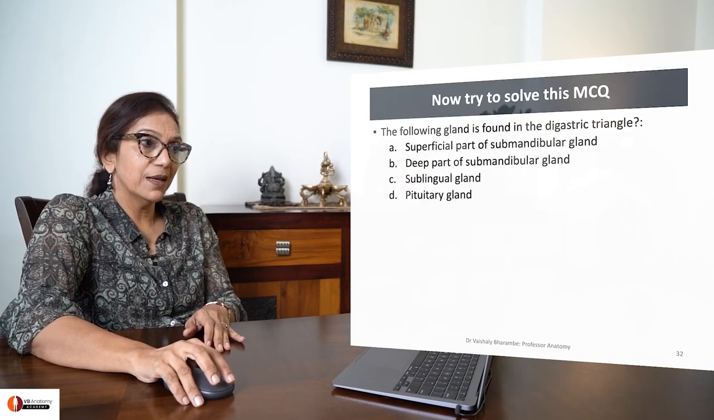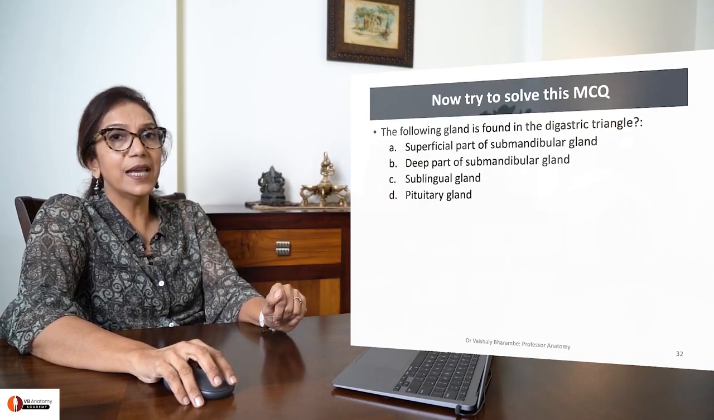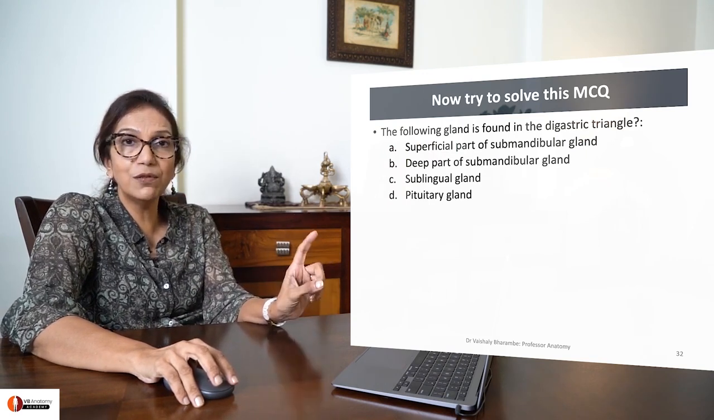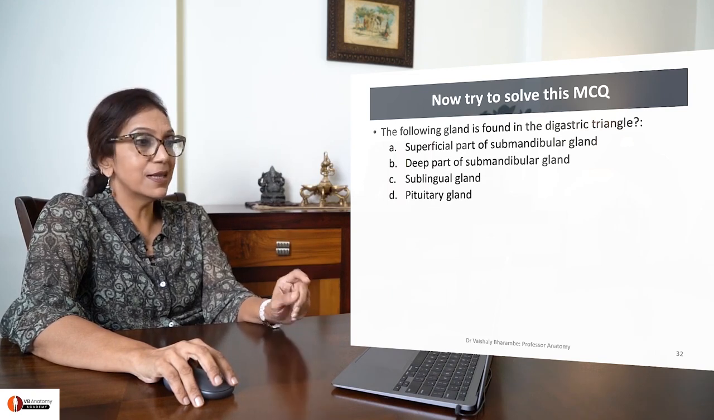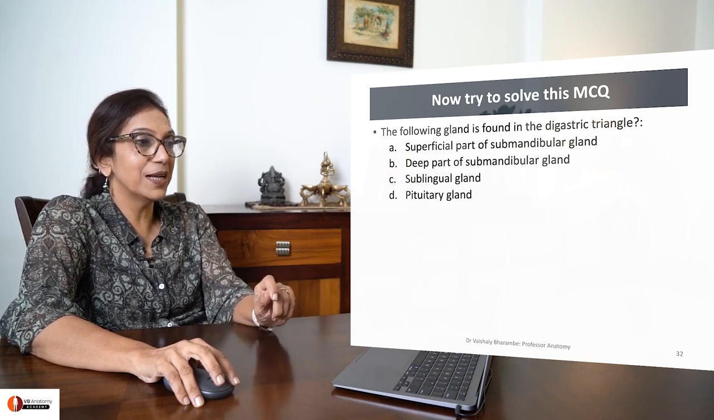Okay? Right. So let's solve this MCQ now. The following gland is found in the digastric triangle. I am not going to answer this. If you don't know this at the end of the last 10 minutes of class, then there's no point in taking the rest of the class, isn't it? Hopefully you already know the answer.